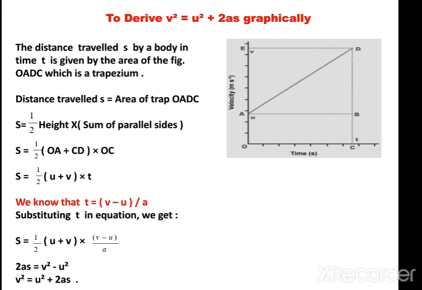Then we have to rearrange it. You get V square is equal to U square plus 2as. So this is the second equation of motion.